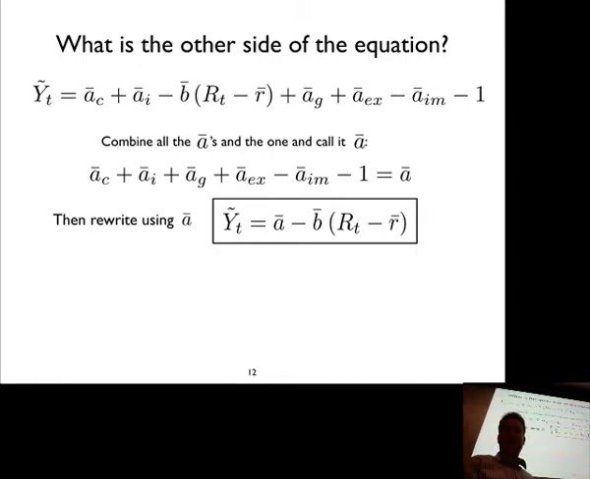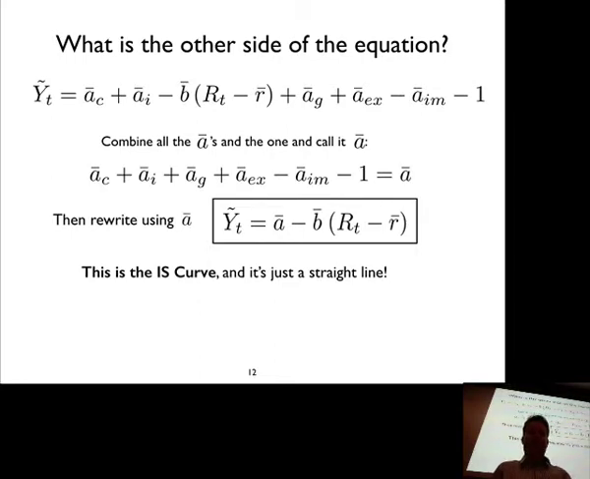Now, what have we got? Well, we've got a downward sloping line here that shows the relationship between y tilde and the interest rate, uppercase R. So this is the IS curve. And it's a straight line here with A bar as the intercept term, as long as it's a constant, and as long as B bar doesn't change either. And that's our assumption that it doesn't.